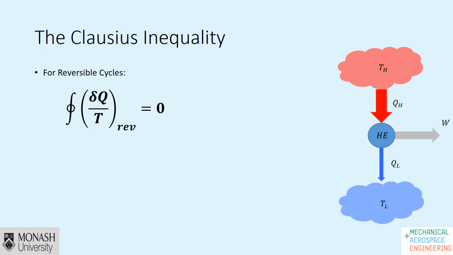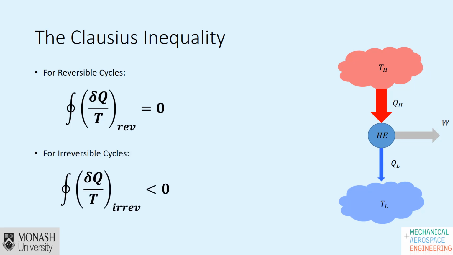The Clausius inequality is made up of two parts. Firstly, an equality part, which says that for a reversible cycle in a heat engine or a heat pump, the cyclic integral of the heat transfer divided by the temperature of the working fluid to which the heat transfer is taking place is equal to 0. The other part of the Clausius inequality, the part that gives it its name, says that the cyclic integral of the heat transfer divided by the temperature of the working fluid for any irreversible heat engine or heat pump cycle must be less than 0.